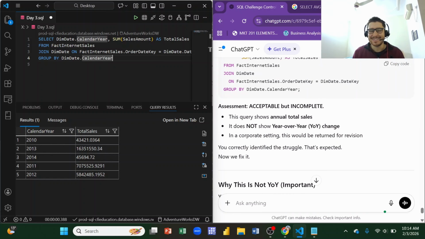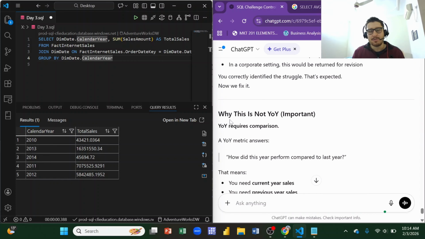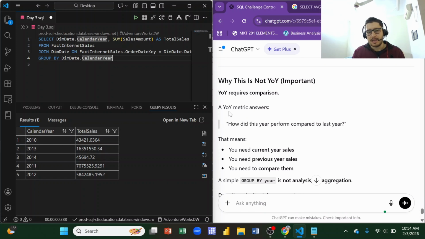So why is this not year on year? Whatever I have written here, why is it not year on year? Because it is showing the total sales for each year, but it is not year on year. A year on year metric would answer how did this year perform compared to last year.